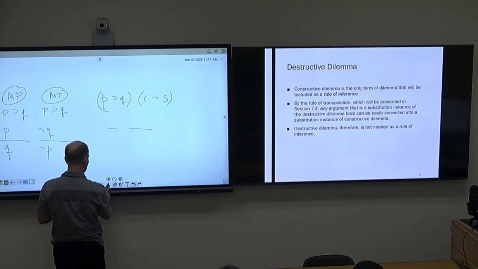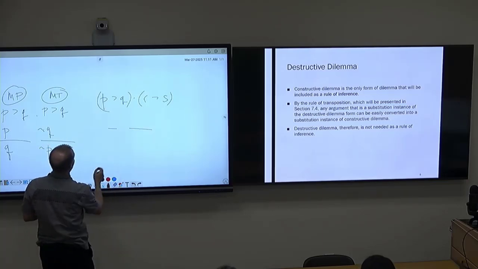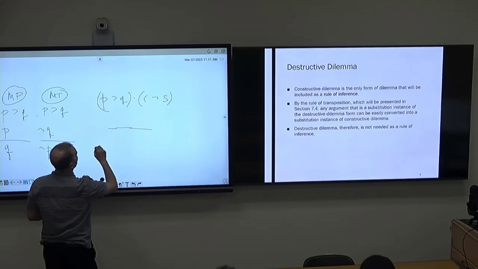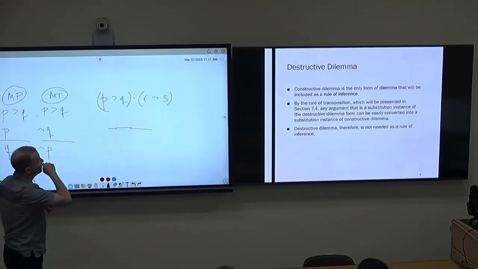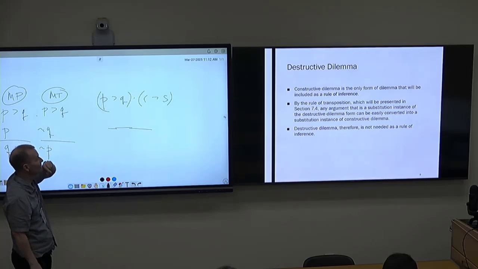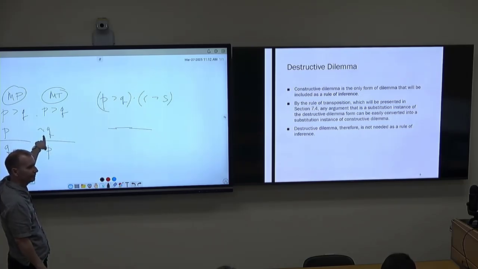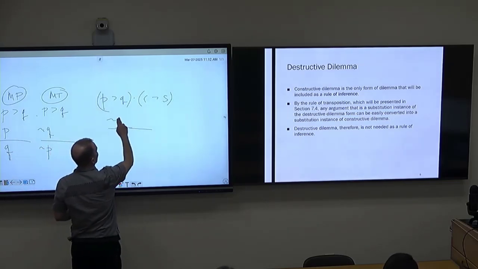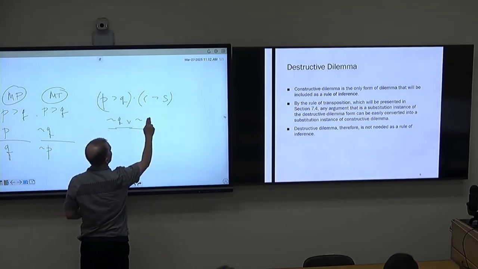So if we are using modus tollens, what are we going to get here? If in the previous case we had Q or S based on modus ponens, what do you think we will have based on modus tollens? Q. Oh, no. It has to be a negation, right? So not Q or not S.